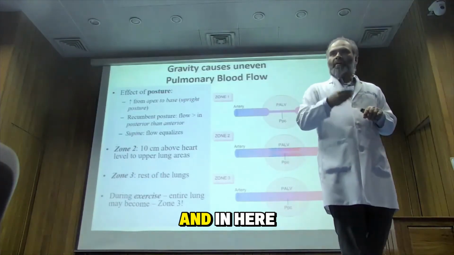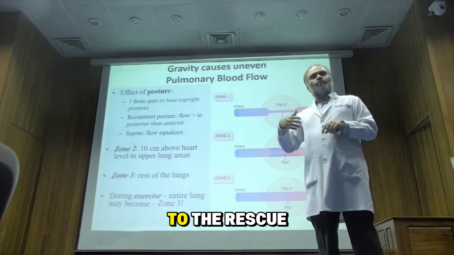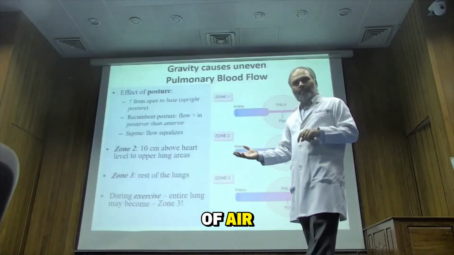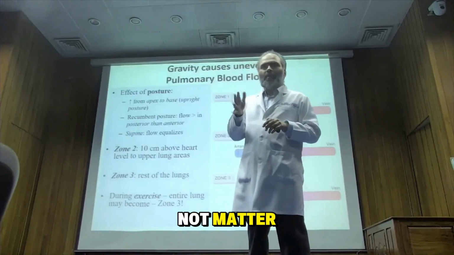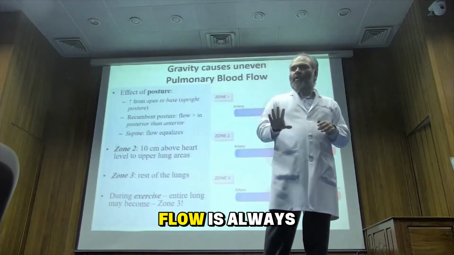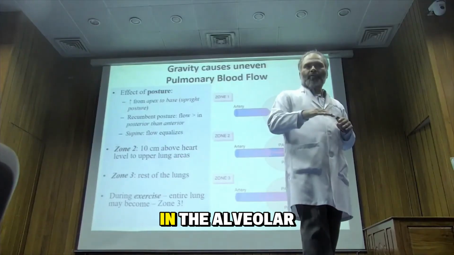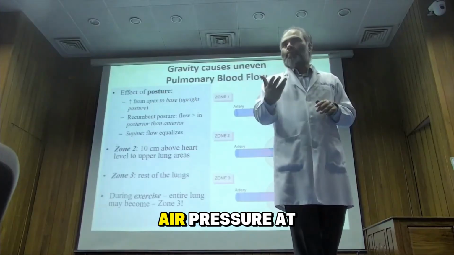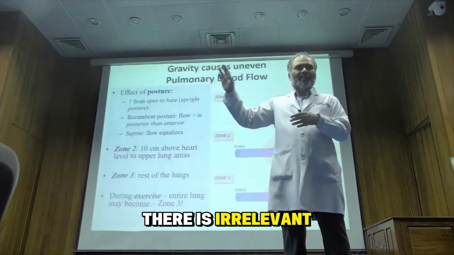Yes? And in here, we know that gravity really comes to the rescue of blood more than it comes to the rescue of air because of the weight. So in here, it does not matter if the heart is in systole or diastole, blood flow is always more than alveolar pressure. So blood pressure in the alveoli will always be more than alveolar air pressure at all times, irrespective of cardiac cycle. What's happening over there is irrelevant.